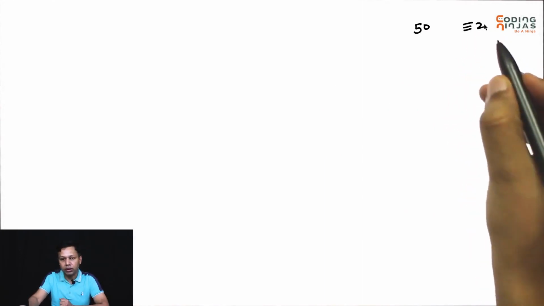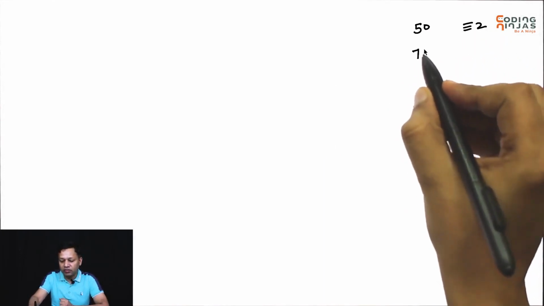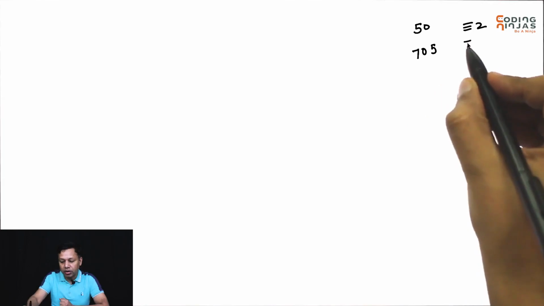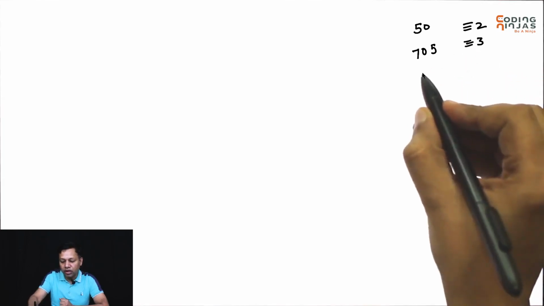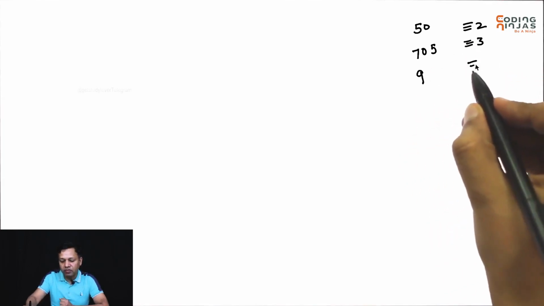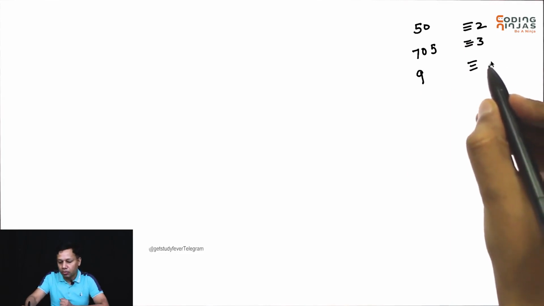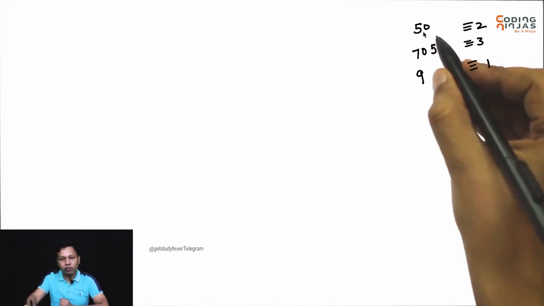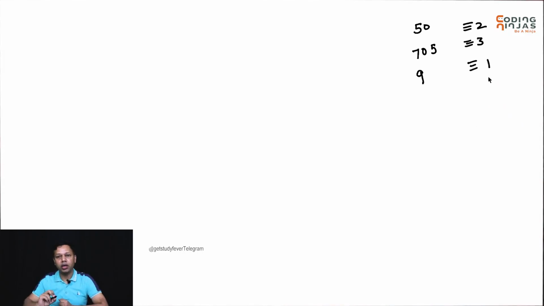It's a 2-digit number. Okay, so suppose I'm given 705. This is a 3-digit number. Suppose I'm given only 9. The number of digits this has is 1. Okay, so I would be given a number and this should be my answer. How many digits does this have?